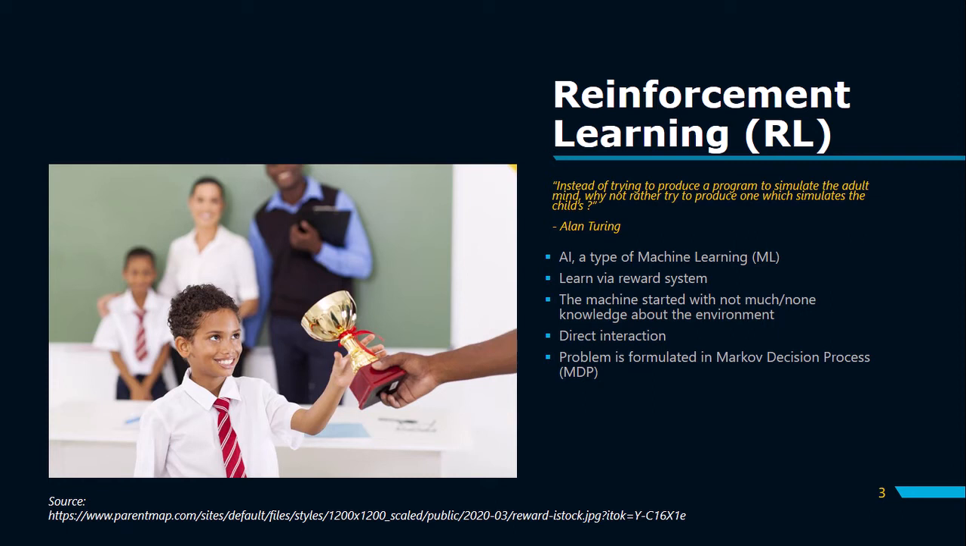Of course, this is very different from other machine learning like supervised learning or unsupervised learning, in that it directly interacts with the environment. Another cool thing about reinforcement learning is that it can make changes to the environment, which is very similar to how a child learns. The problem to solve needs to be formulated as a Markov decision process. This we will go deeper into in the next slide.